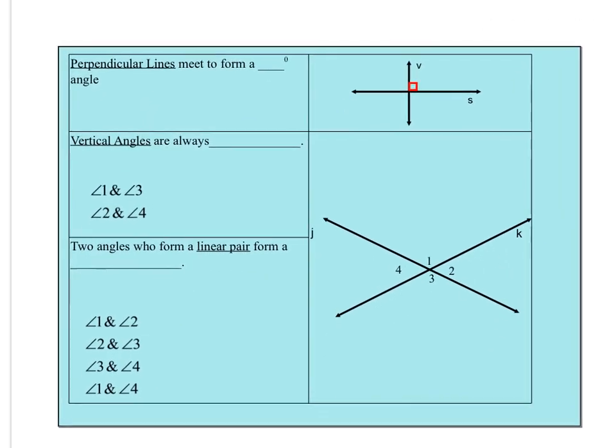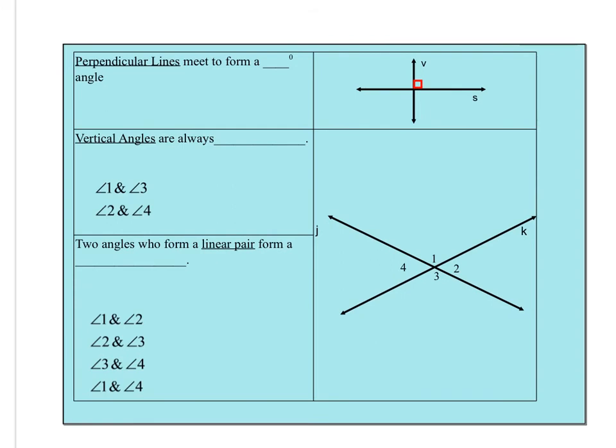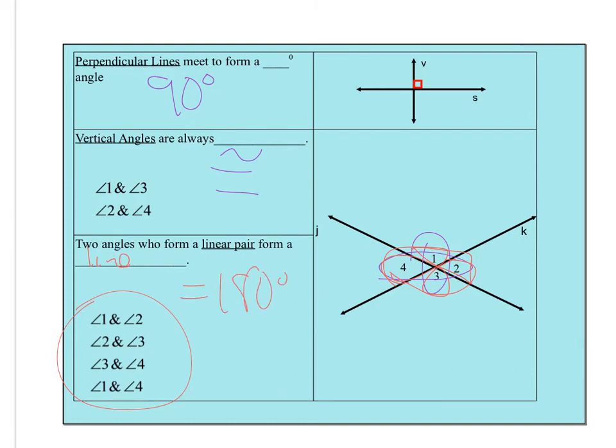So perpendicular lines always form a 90-degree angle. All right, and like I said earlier, vertical angles, 1 and 3, 2 and 4, are always going to be congruent. And two angles that form a linear pair, like 1 and 2, 2 and 3, 3 and 4, 4 and 1, all these relationships, they form a line, and they also equal 180 degrees. So bear that in mind as we go through this.